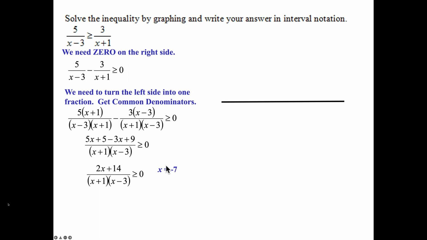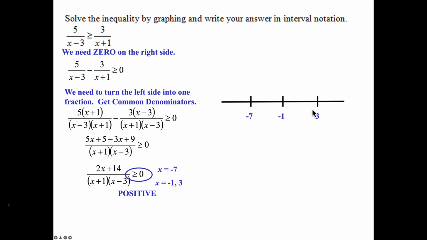Equal to line, so this will be a closed circle. X equals -1, x equals 3 on the bottom. These will be open circles. And we still want to shade positive regions. So we need 3 tick marks.